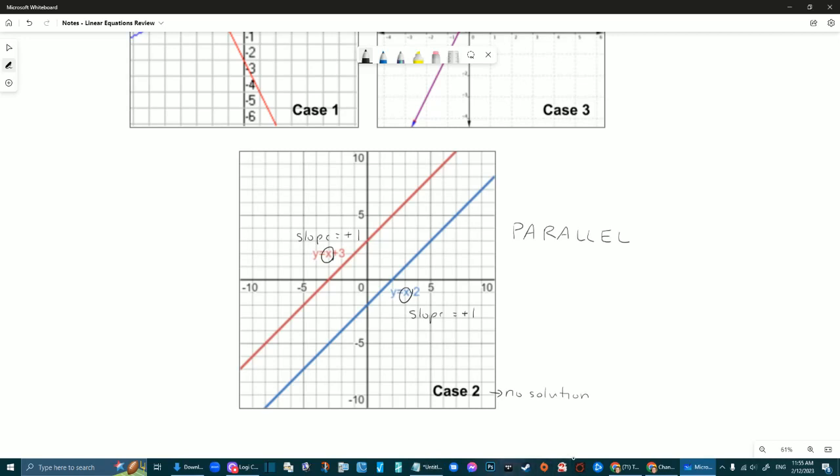So when you have cases where there's no solution, those equations will have the same slope, but different y-intercepts. One crosses down here at (0, -2). One crosses way up here at (0, 3). But because they go up and over the same amount, they never intersect.